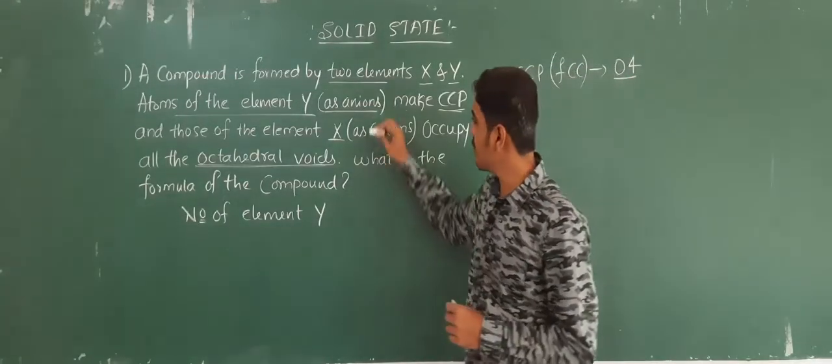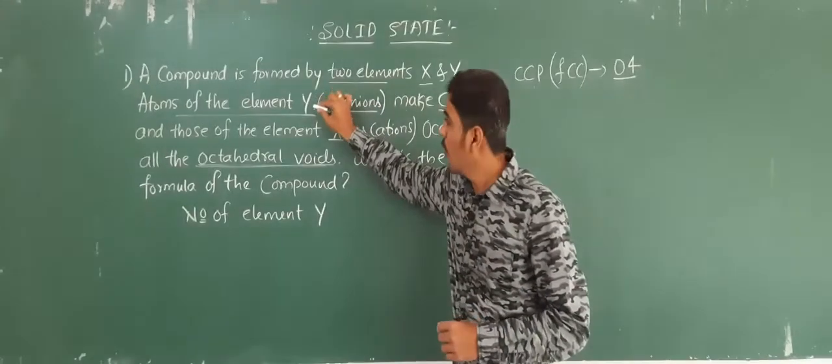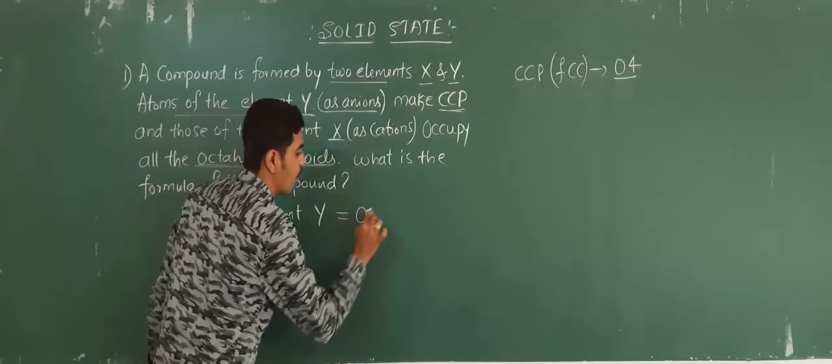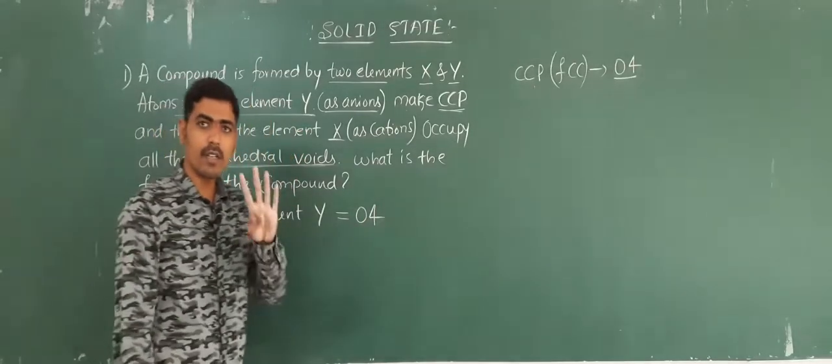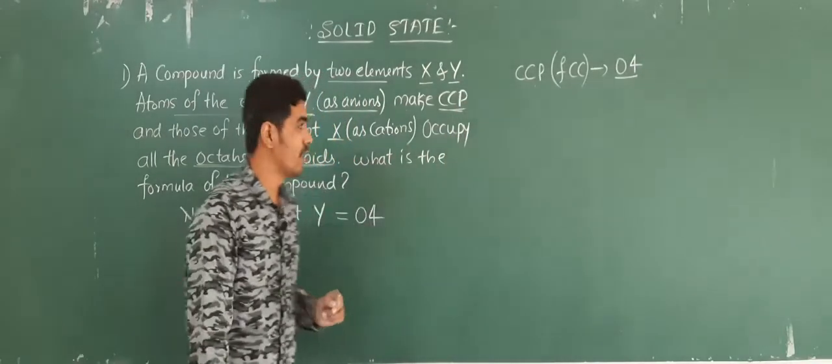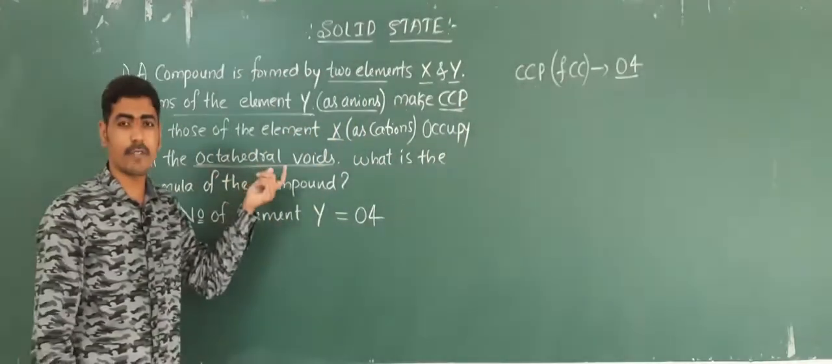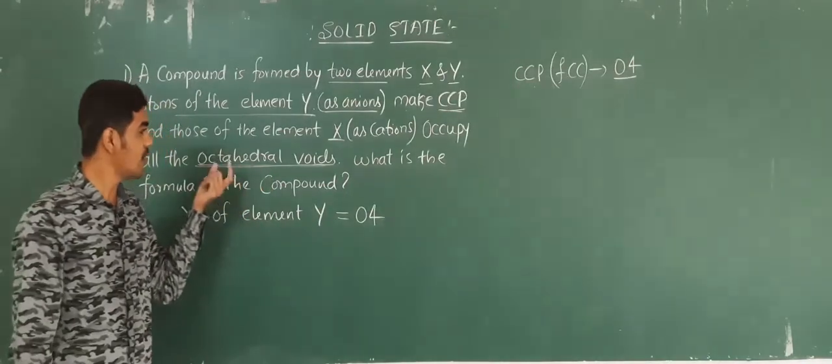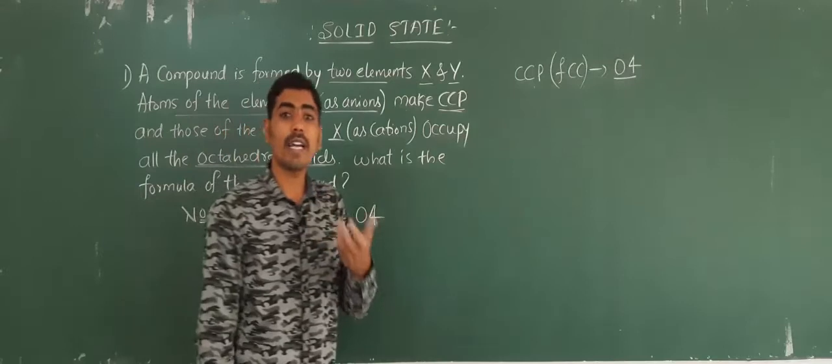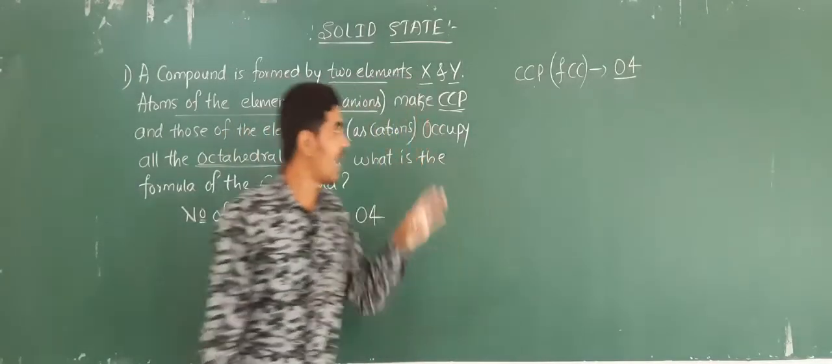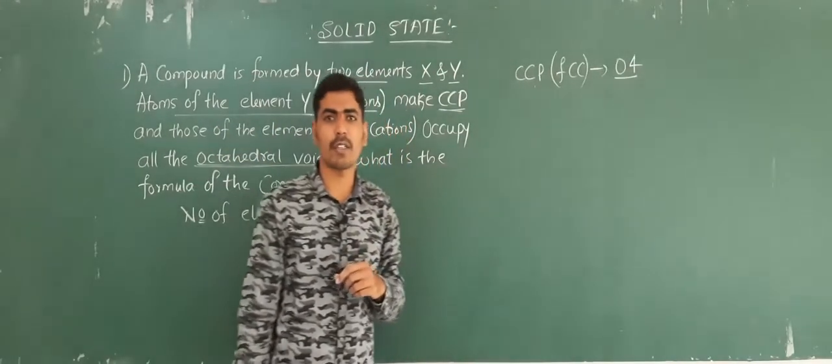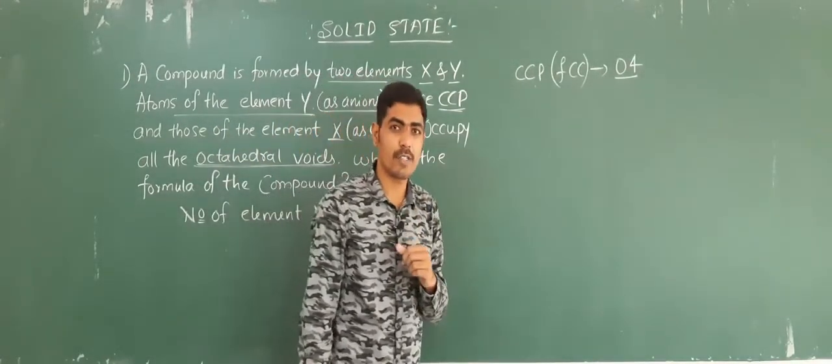And the particles are Y. So the number of Y atoms will be how much? 4. Then if the number of particles is 4, it generates octahedral voids. Which voids does it generate? Octahedral voids. Then how many octahedral voids and how many tetrahedral voids are formed if there are 4 particles?